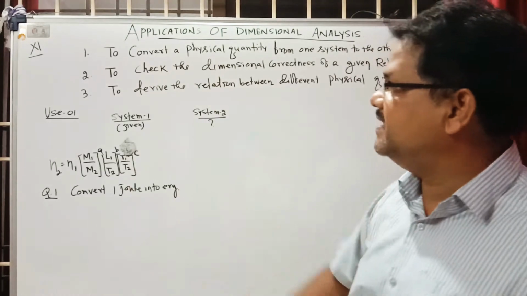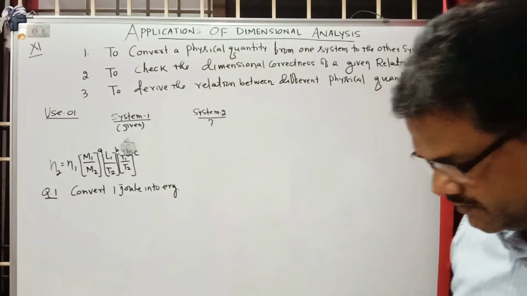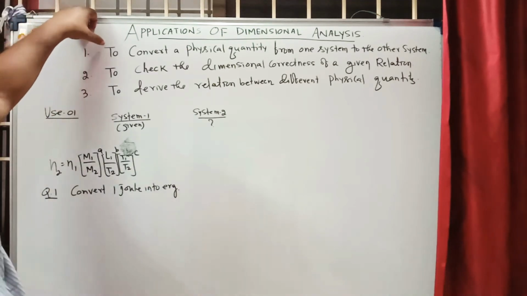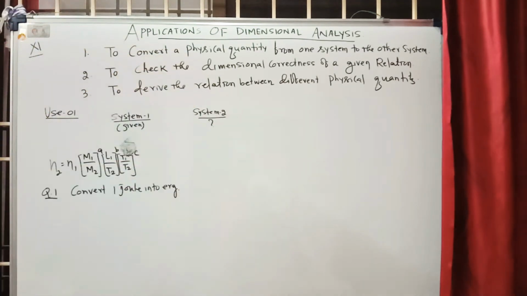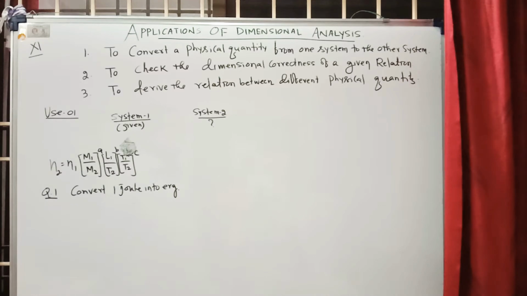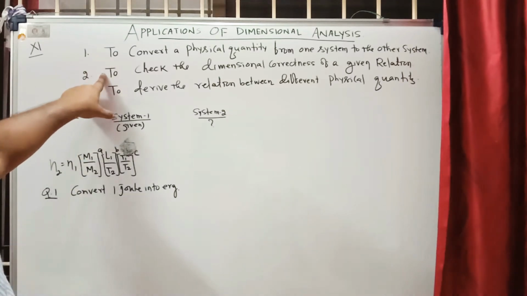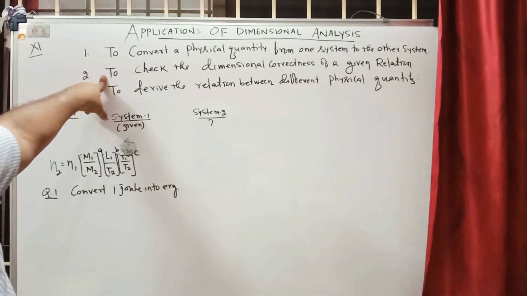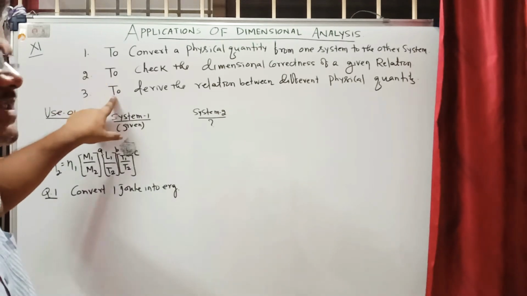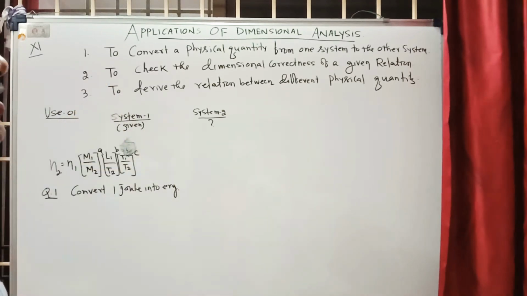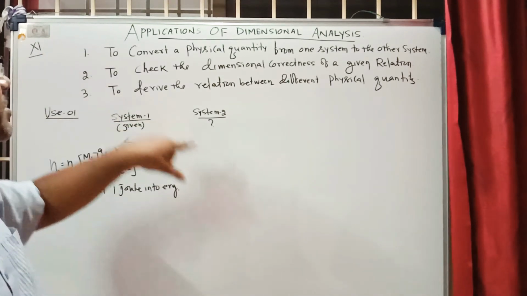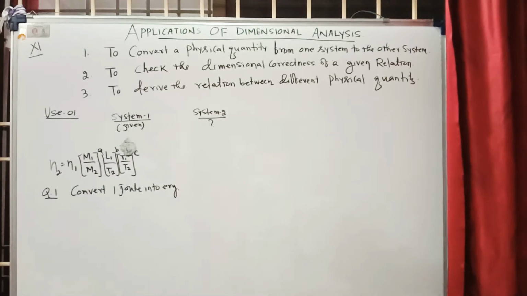There are three applications of dimensional analysis. First, dimensional analysis is used to convert a physical quantity from one system to the other system. Number two, it is used to check the dimensional correctness of a given relation. Number three, to derive the relation between different physical quantities. So one by one we have to discuss those three different uses.